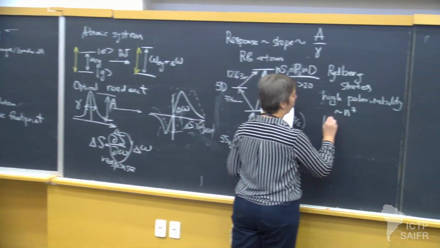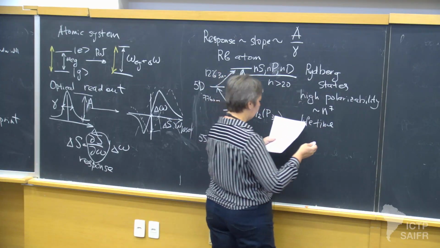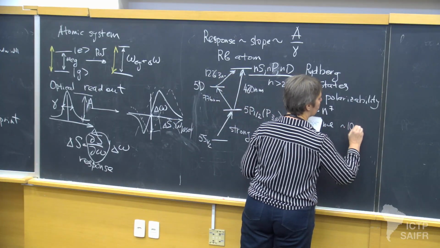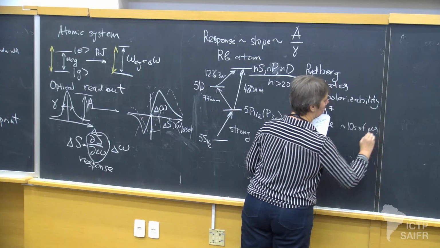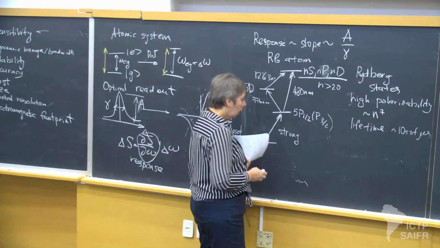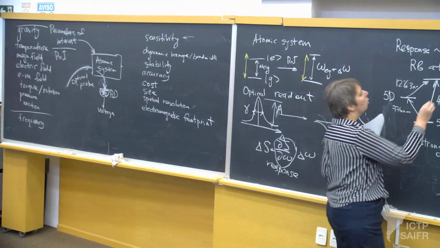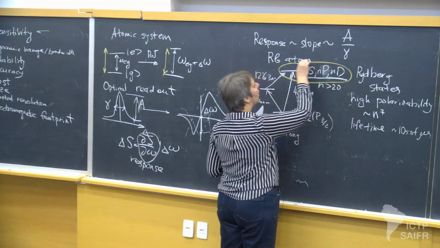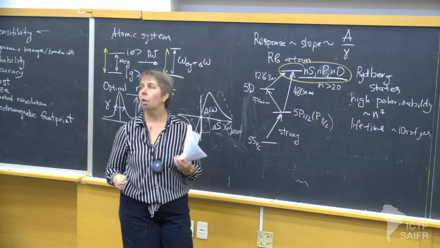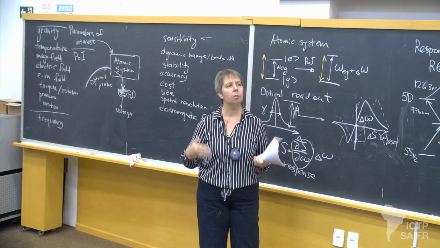So the lifetime of the state, if it's unperturbed by anything, is actually going to be tens of microseconds. Okay? So the resonances can be very narrow. So this way, we basically found our first favorite state. Working with Rydberg states, they are long-lived, and they're very responsive to electromagnetic interaction, especially electric field.